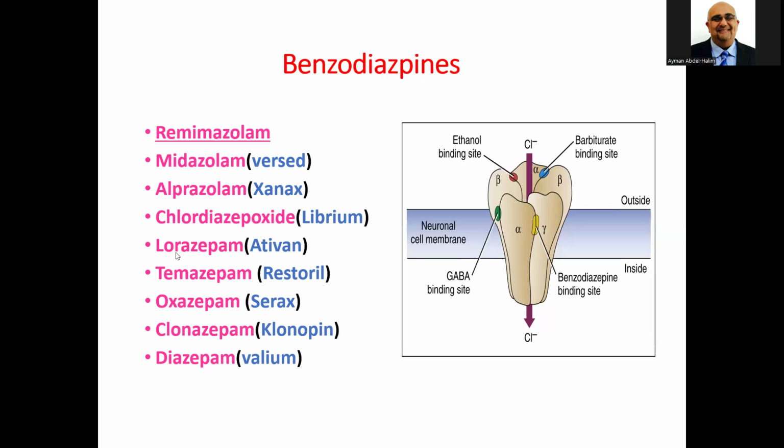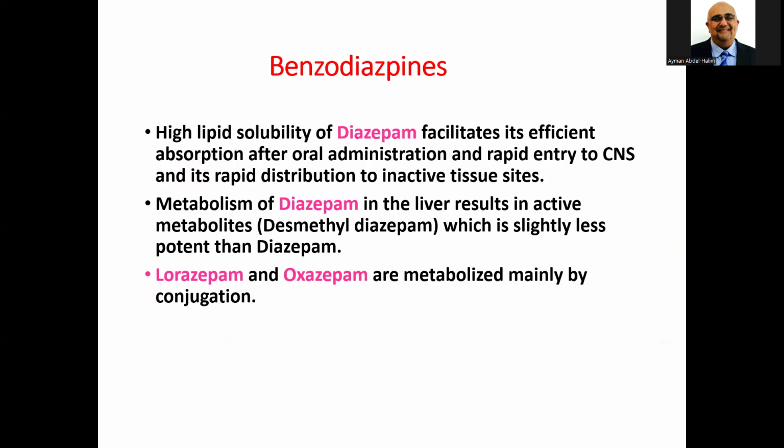The most important is lorazepam because this is the drug of choice for patients with seizures and anxiety. We don't use diazepam a lot because of its complicated metabolism, but sometimes we use it at home as a rectal form for seizures. Diazepam, again, is metabolized to something called desmethyldiazepam, which is slightly less potent.